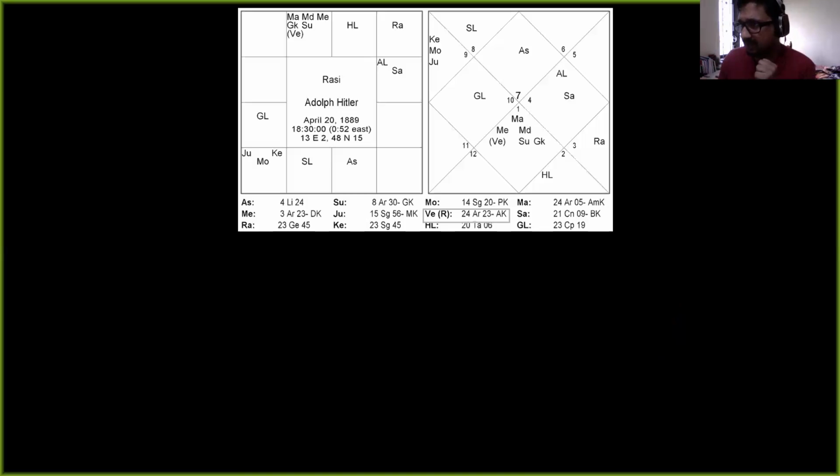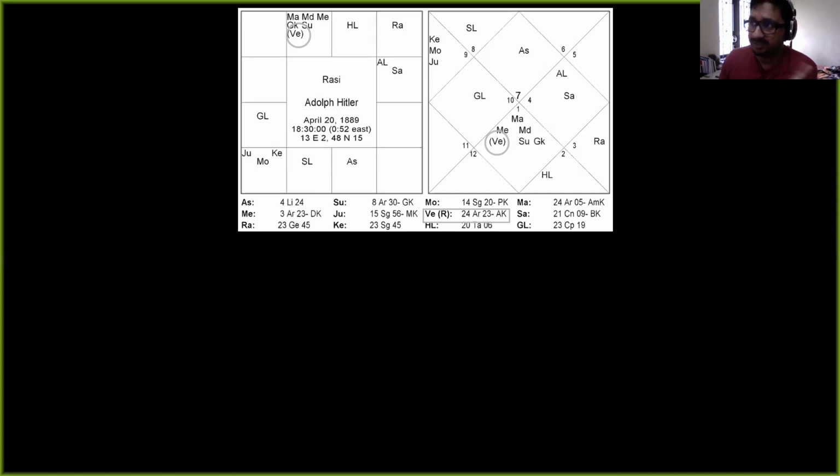So now let's look in more detail at Venus, because Hitler actually has a very powerful Venus. Look at the Rashis connected with Venus. His Venus is actually retrograde. Venus is his Lagna Lord. So with Libra ascendant, the Lagna Lord is Venus. Venus is in Bharani Nakshatra.